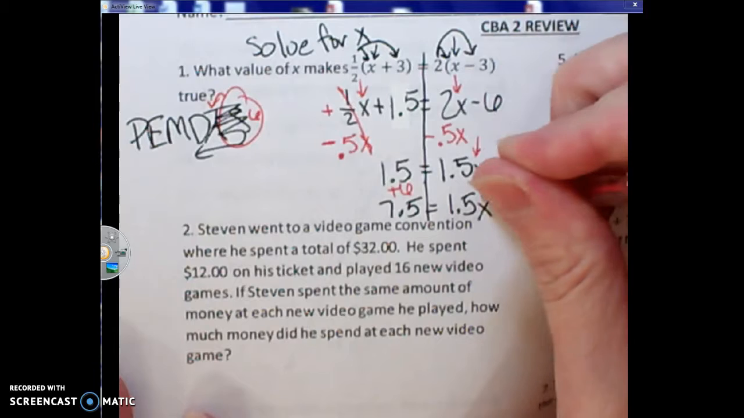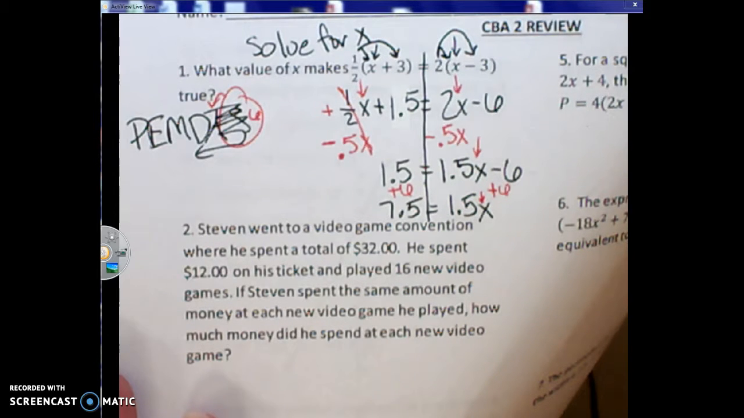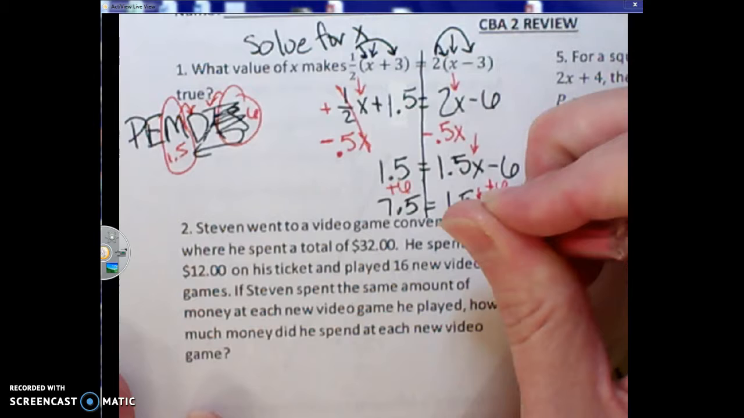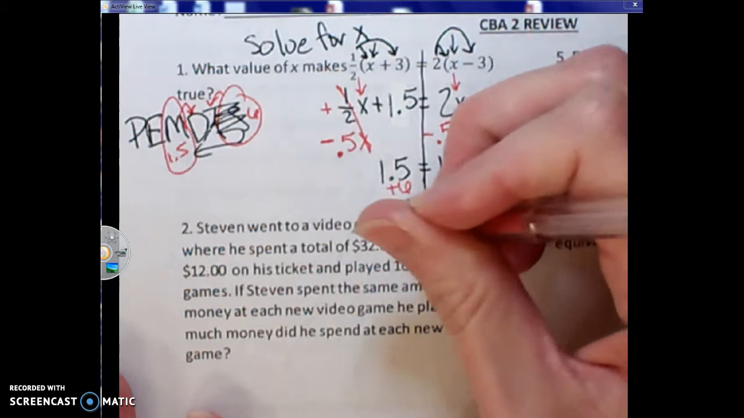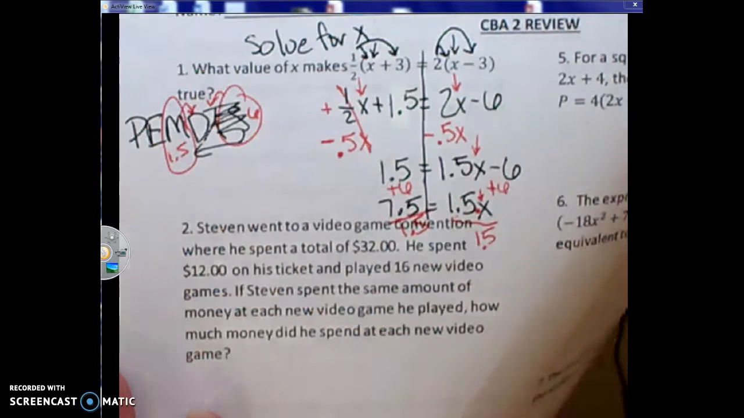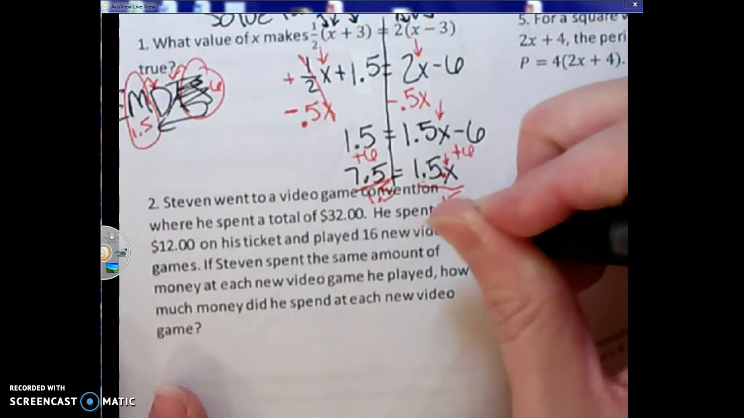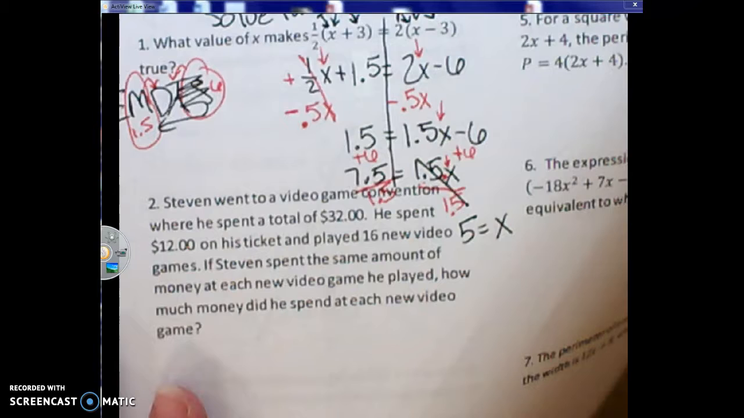Looking at your x, is there any multiplication or division happening to it? How is that 1.5 attached? Through multiplication. So if they're multiplying by 1.5, that means we divide by 1.5. I ran out of room, so I'm going to divide both sides by 1.5. And from there, 7.5 divided by 1.5 is what? 5? Yeah? Okay. So you get 5 equals x. Okay?